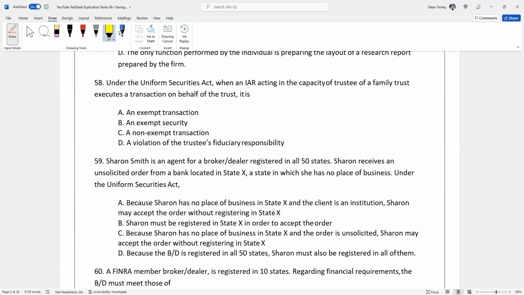Under the Uniform Securities Act, when an investment advisor rep is acting in the capacity of a trustee for a family trust and executes a transaction on behalf of that trust, the answer is C, that is a non-exempt transaction, because that's not a definition of that, right?